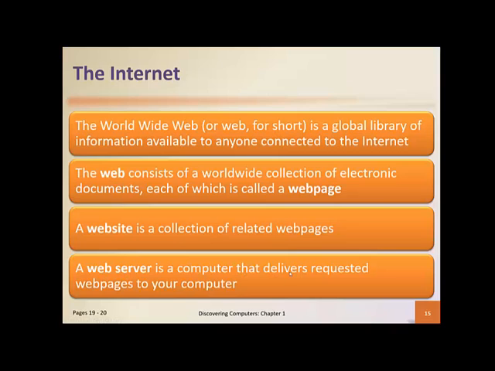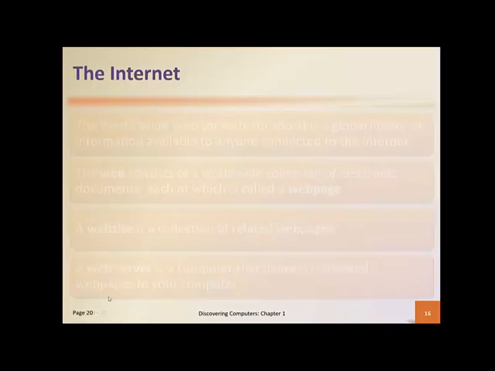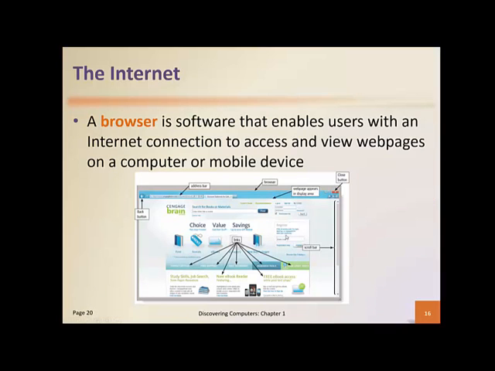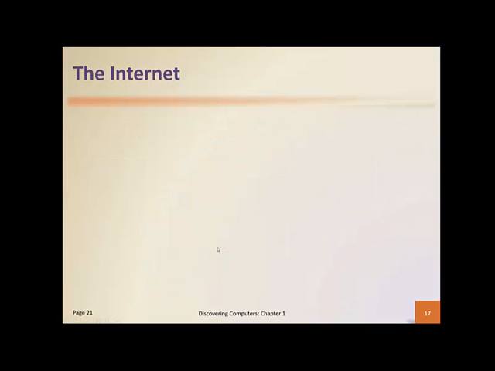A web server is a computer that delivers requested web pages to your computer. So when you type in www.cnn.com, it goes out on the internet and it delivers that information back to you. And so you can see it through your browser. And this is the browser which you would use. Of course, the folks that are selling this textbook are advertising themselves, but this is a web browser, and it's showing you Cengage's own website.